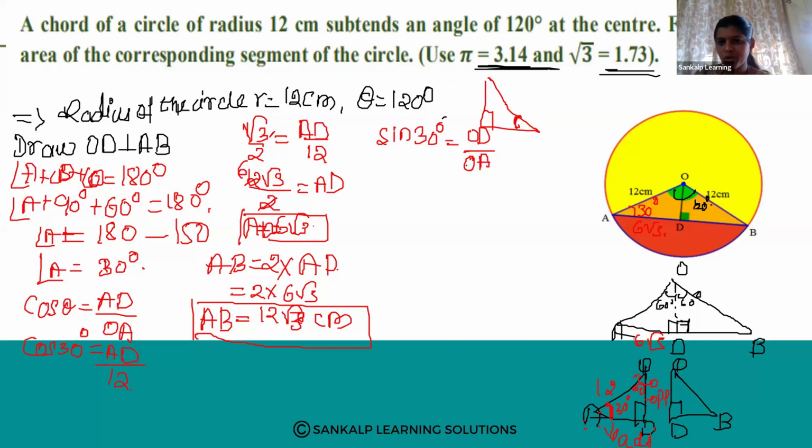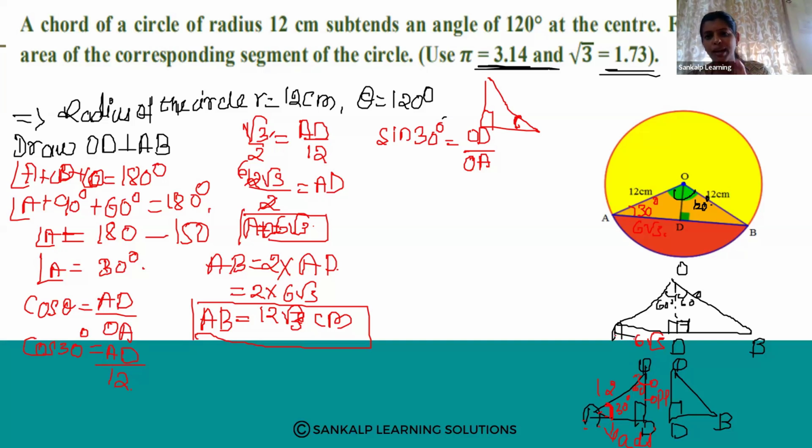Why do we choose sin theta? Theta is given here, and opposite to angle theta is OD, so we need the OD value. And also we know the value of the hypotenuse. So opposite divided by hypotenuse gives you sin theta. So here we know the value of theta and also we know the value of hypotenuse.